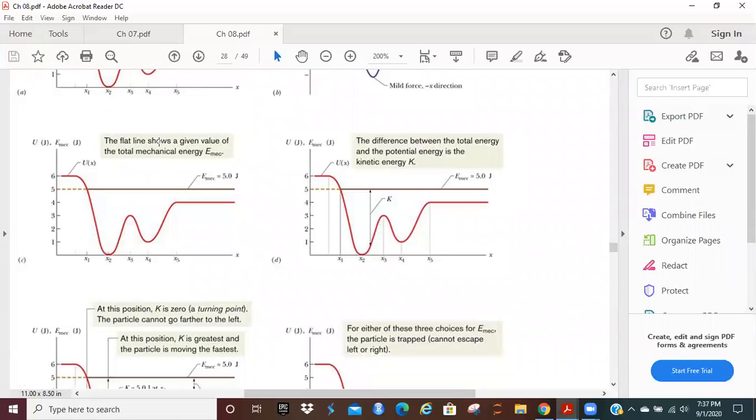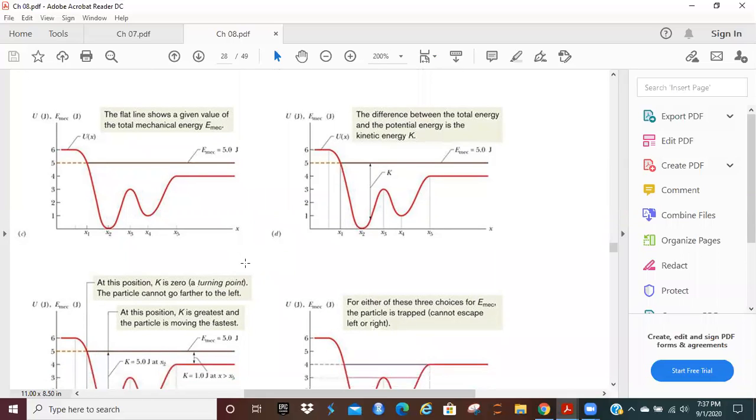So the flat line shows a given value of total mechanical energy. Let's say that energy is going to be 5 joules. The difference between the total energy and the potential energy is going to be considered to be the kinetic. So if this is our potential, this is our total, then the difference here is going to be considered to be kinetic. And that's what meets our definition here of kinetic or mechanical energy.